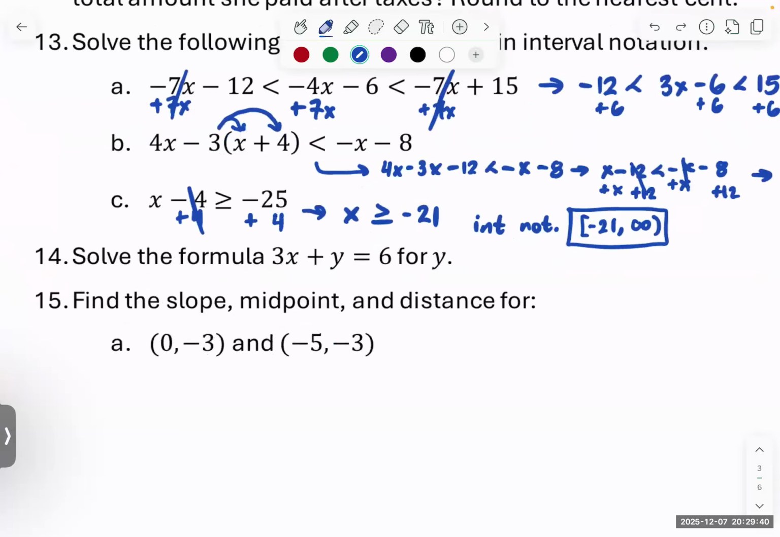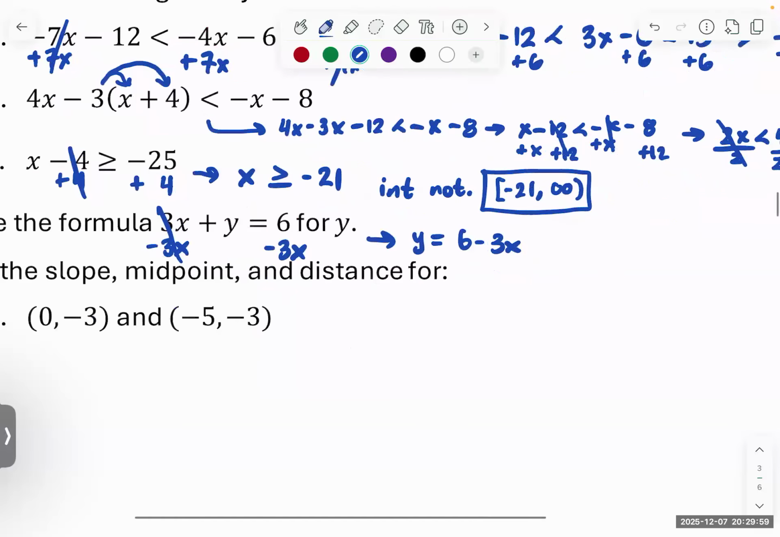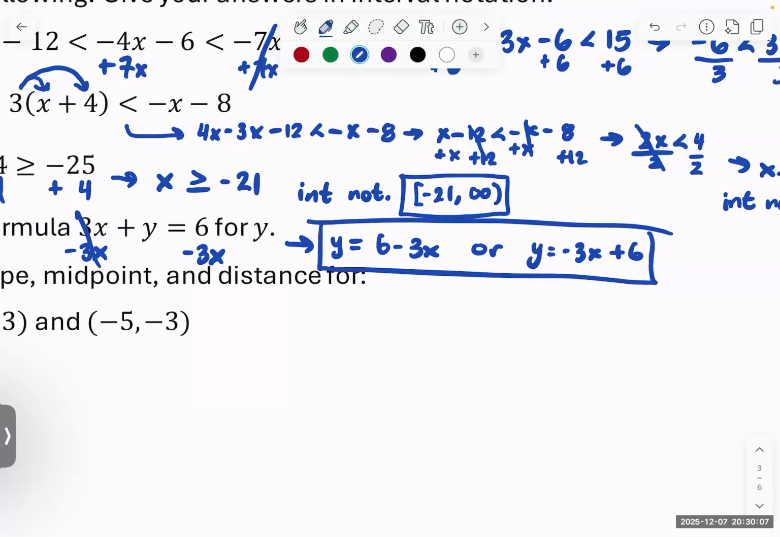Okay, for this one, solve the formula 3x plus y equals 6 for y. That means get y by itself. So subtract 3x from both sides. Now, you cannot combine these. They are not like terms. So your final answer is just y equals 6 minus 3x, or y equals negative 3x plus 6.